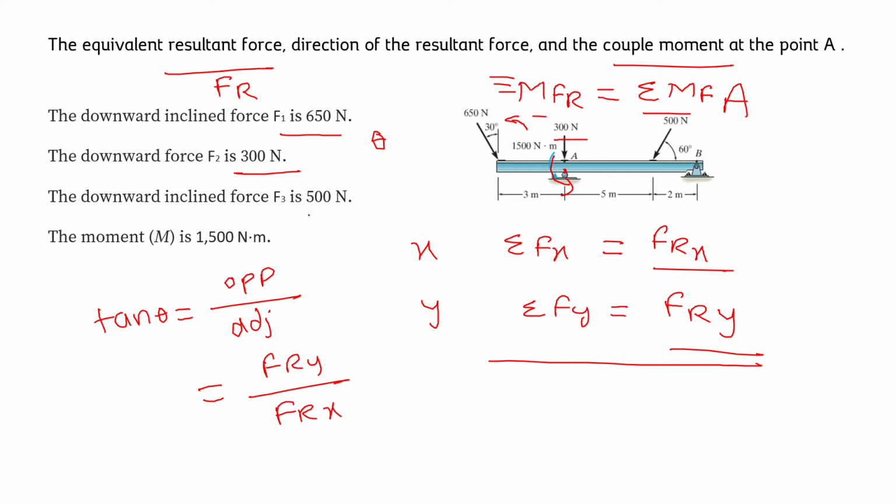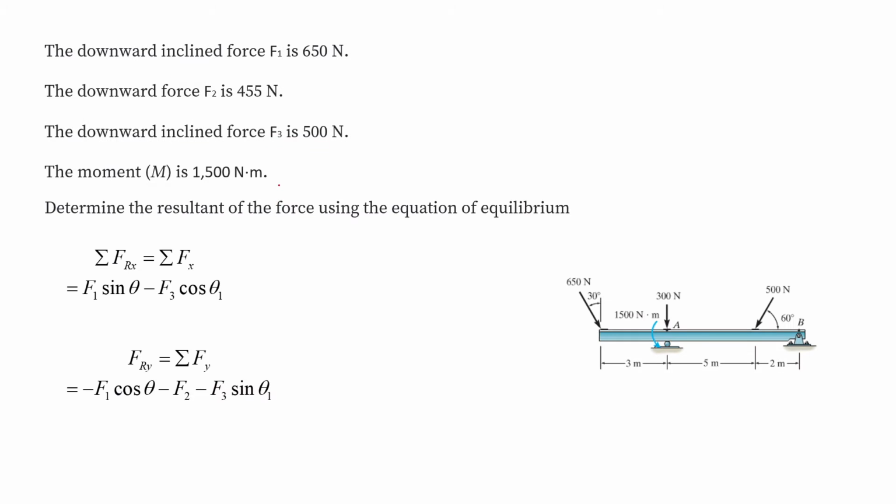the force of 500 Newton, which is F3, is acting at an angle 60 degree with positive x-axis in counterclockwise direction. And the moment M, which is acting at the point A, that is given to us, which is 1500 Newton meter. So let's begin. So as we discussed, first of all, let's find all the forces in x direction.